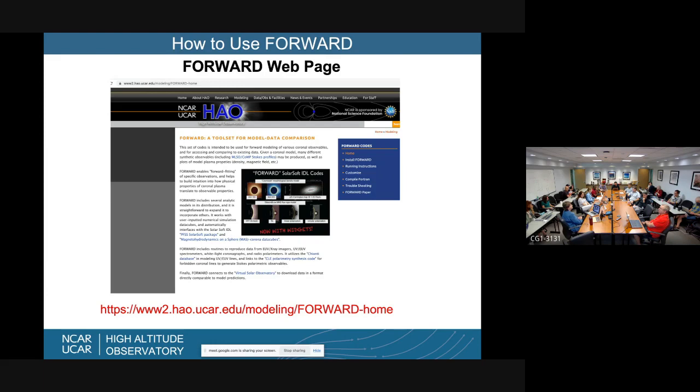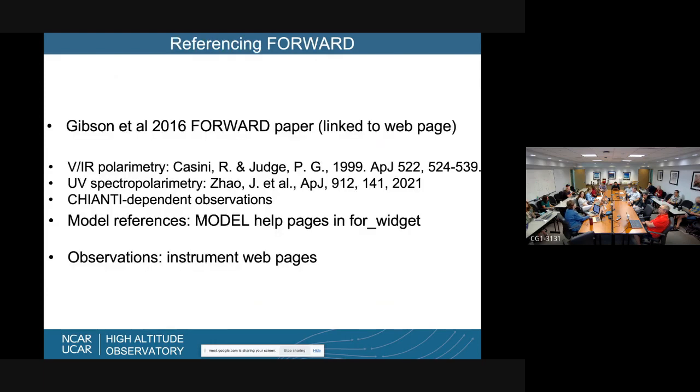Yeah. So, I'll jump ahead to the credits. We've got an original paper, of course, the CLE papers from Phil Judge. We've got the UV spectropolarimetry, where Zhao did some of the fundamental work, which of course was based on the fundamental work of Fineschi and others. And then, of course, we've got a lot of Chianti-dependent observations.